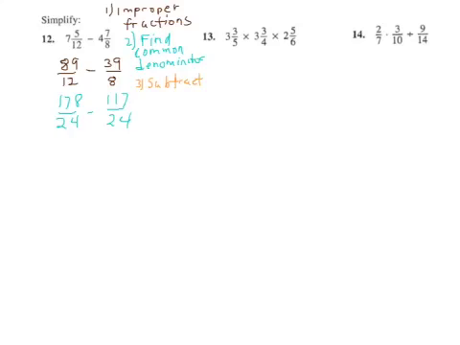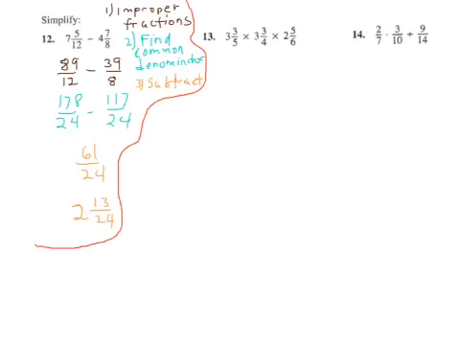178 minus 117 is 61, and I take my denominator, 61/24, or if you divide that to make it a mixed number, it's 2 and 13/24. And I'll just mark that off. Now we're on number 13.